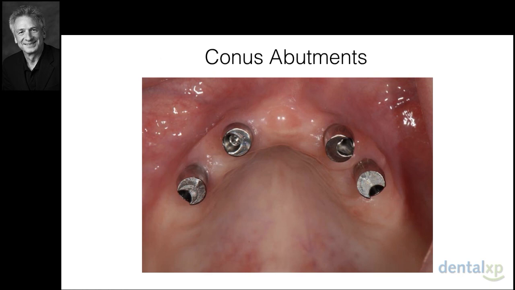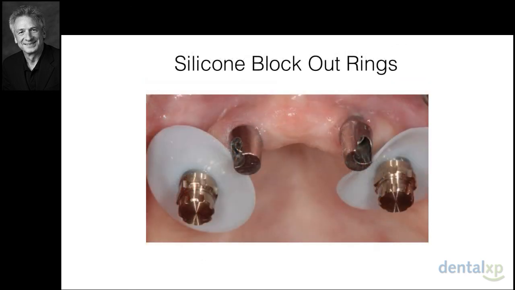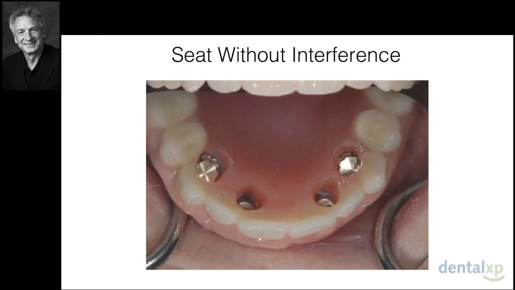So these are conus abutments, and then there are gold copings that have a very tight friction fit that are engaged or incorporated into the complete denture. So here you're seeing the cone, a silicone blockout ring, and then the friction coping. And here you can see the denture is in place, and critical here, as with picking up any kind of attachment, is that the denture has to be able to seat in occlusion and not touch any of the hardware. We don't want anything to be displaced even slightly.